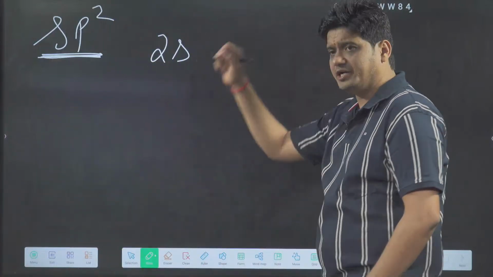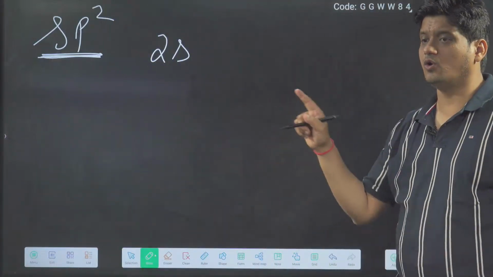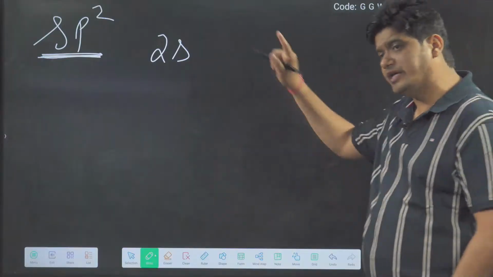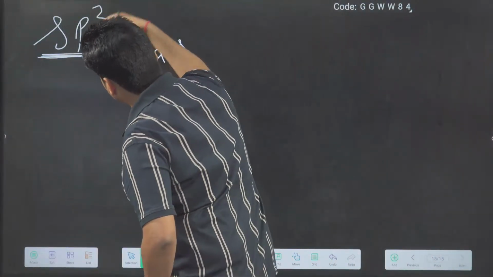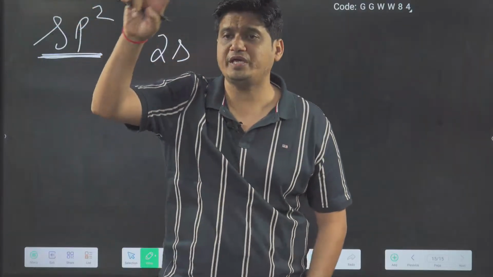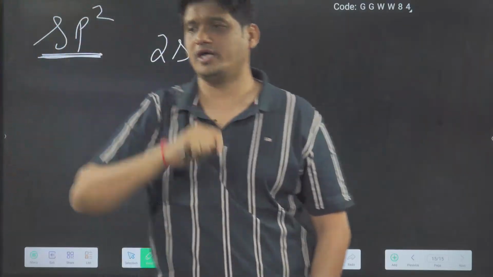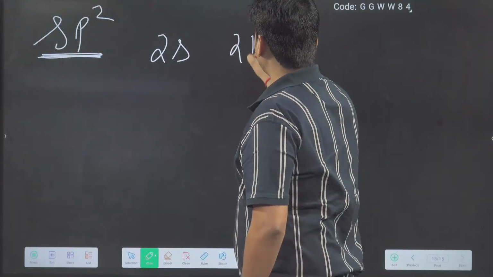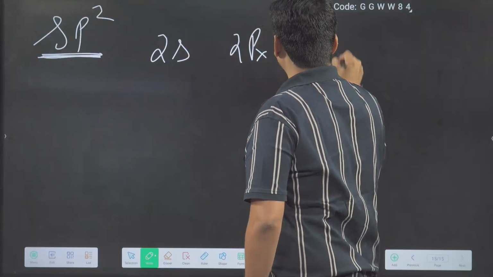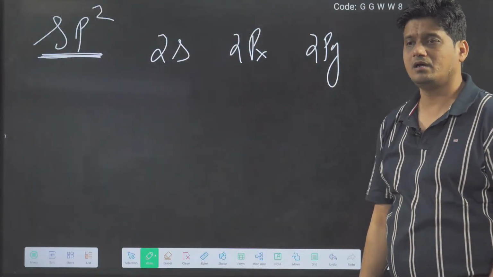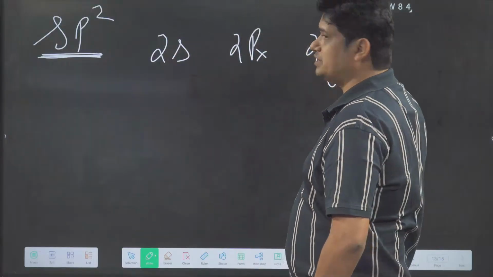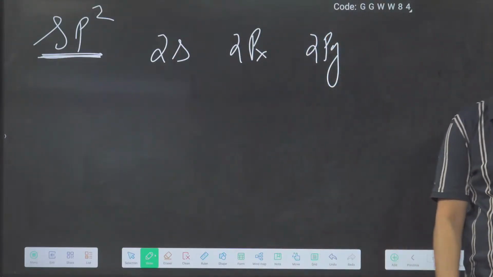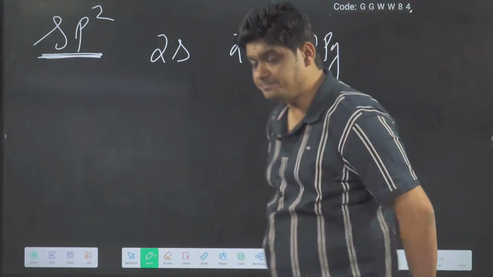So let's say I have taken 2s here. Can I take 3p here? No, I have to take 2p. How many 2p are required? The name is sp2. How many p required? 2p orbitals are required, for example 2px and 2py, because I have to take atomic orbitals of nearly equal energies. Chalo, this part is done.